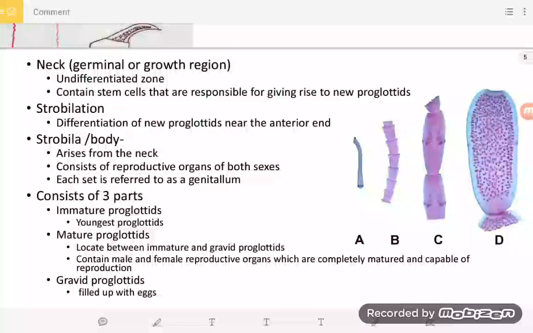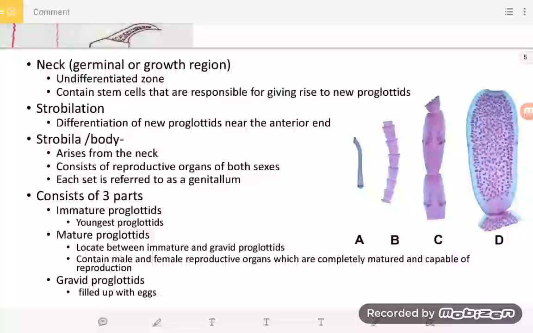Strobilation means this is the differentiation of the new proglottids near the anterior end. So if we can differentiate the proglottids or segments, we call it strobilation. So the strobila or body, we call the segments actually, which arise from the neck. So strobila means from the neck to the end part, the last segment, we call the strobila. This arises from the neck.